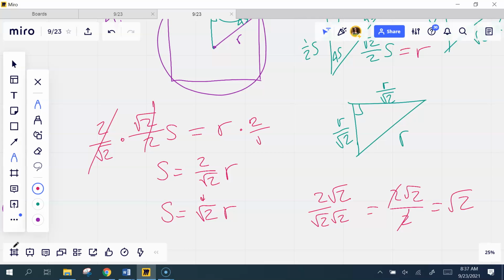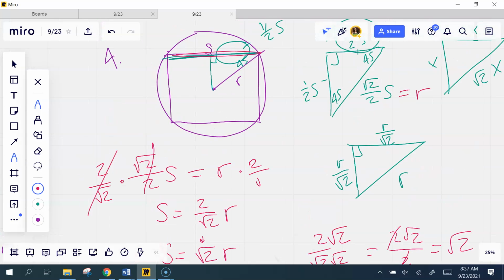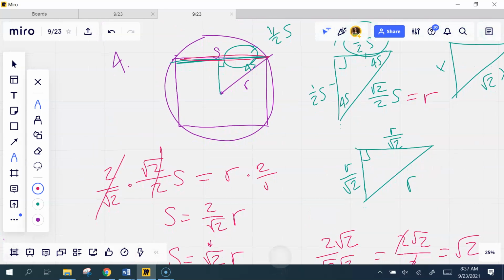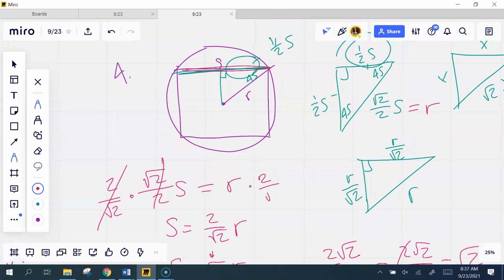So if s is the square root of 2r, what's the area of the square? The square root of 2r times the square root of 2r. Say that again. Oh, the area? The area of the square. Well, one side is going to be double that. Is it double? It's not double. It is double. Yeah, the triangle covers half the side. You found s instead of 1/2 s.